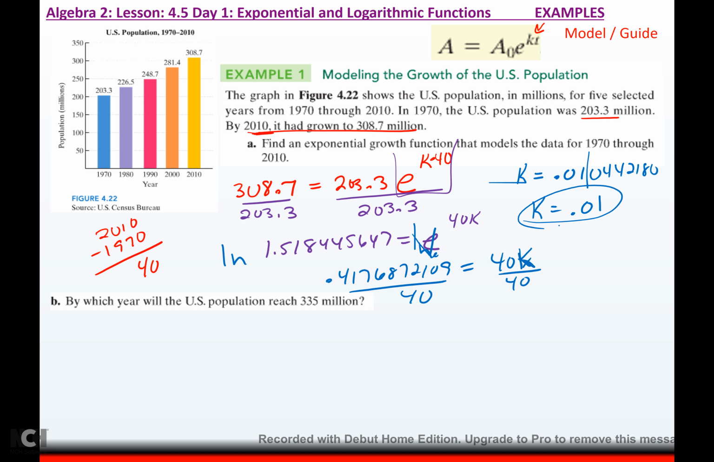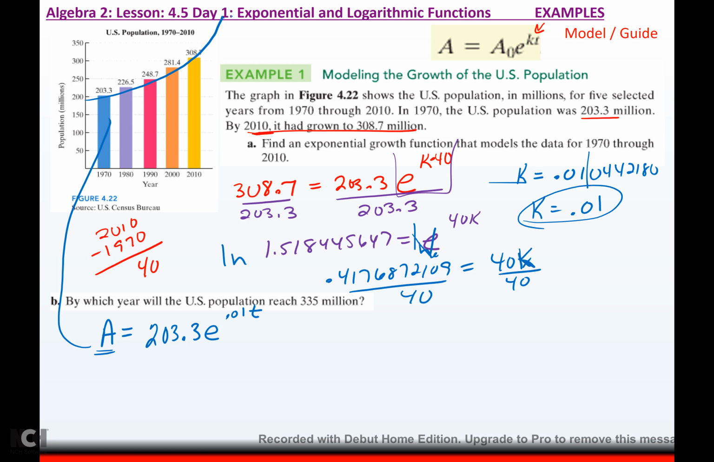Now that I found k, I can write my function. I'm not saying just in 2010; I can create a formula that allows me not just to predict 2010, but to predict the population after 2010. Now I don't know the final amount. I'm creating this formula to figure that out if I vary the other variables. But my initial population stays the same, 203.3 e, and now my k turns into 0.01t. And that's what they mean by write an exponential function that models the data.